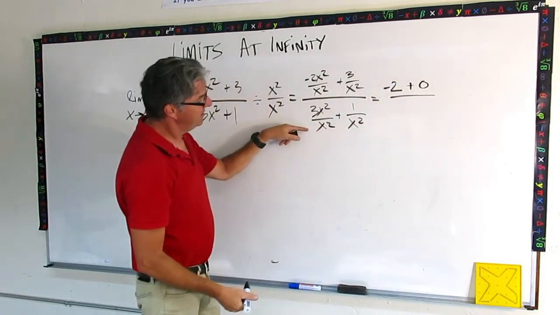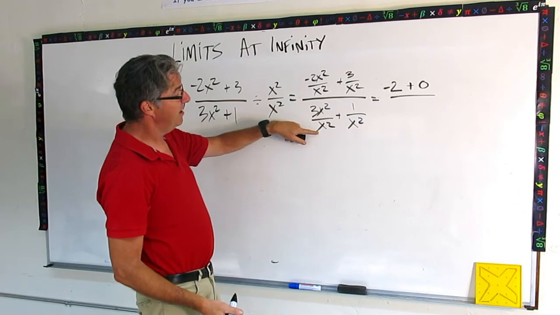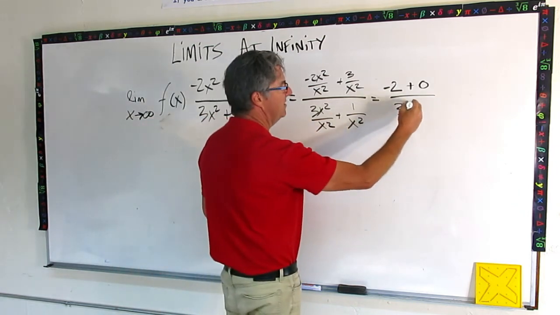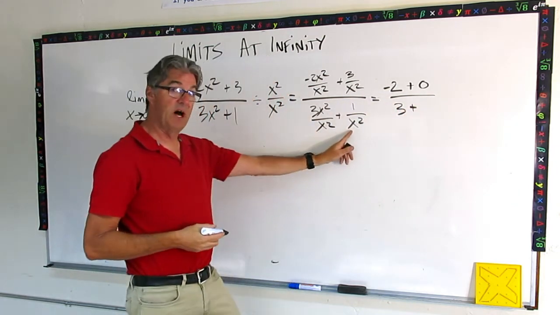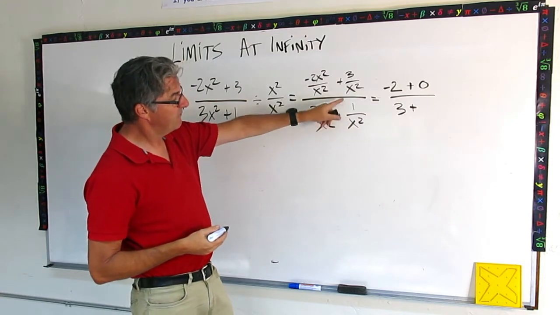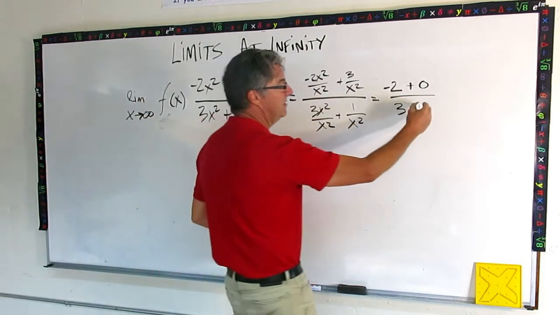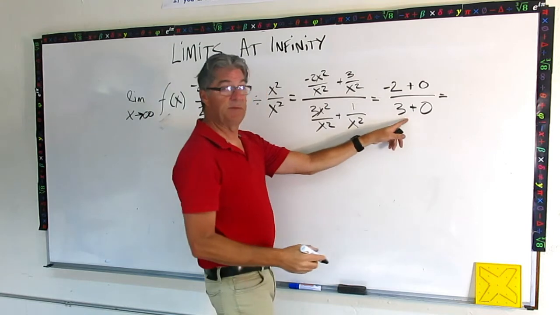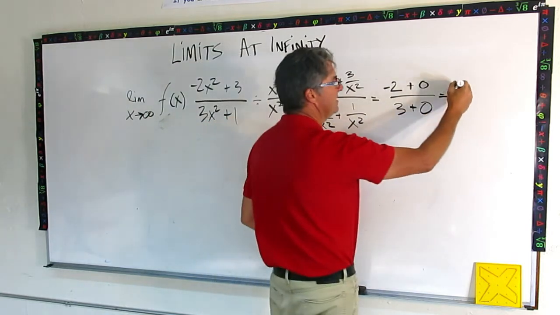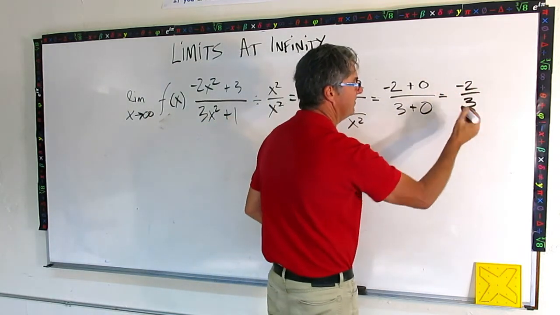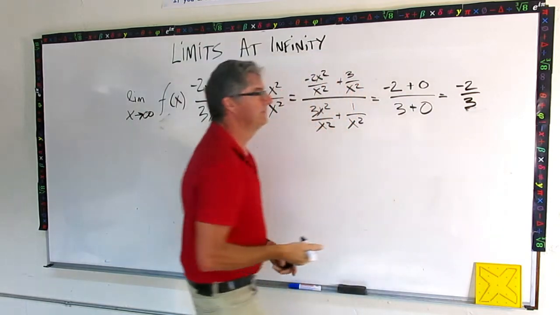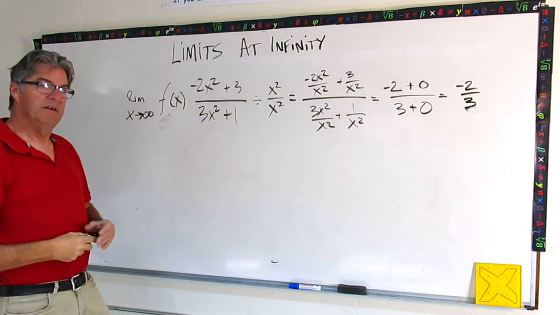And now on the bottom, my x squareds are going to cancel as well, and I just have my 3 here. And what happens as x squared grows unimaginably large? This little fraction goes to 0. So now I have my simplified fraction, and this is just going to end up being negative 2 over 3. Okay, so there's the limit for that one.